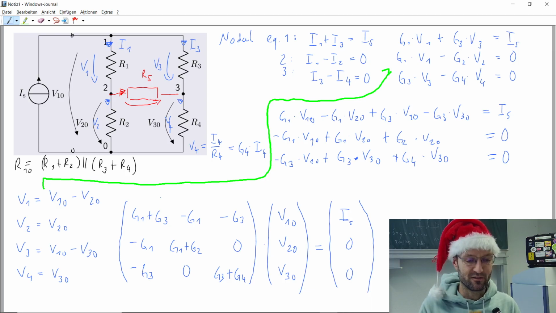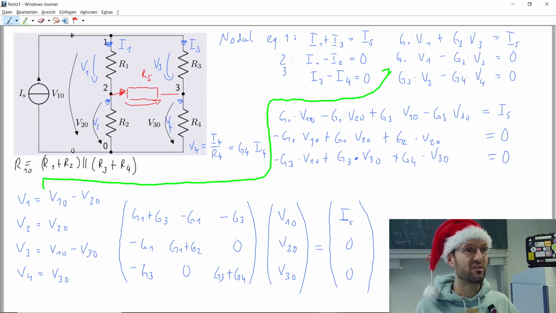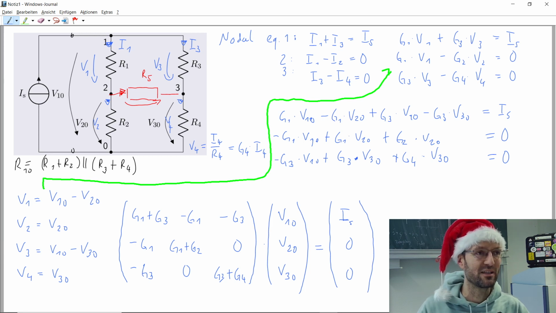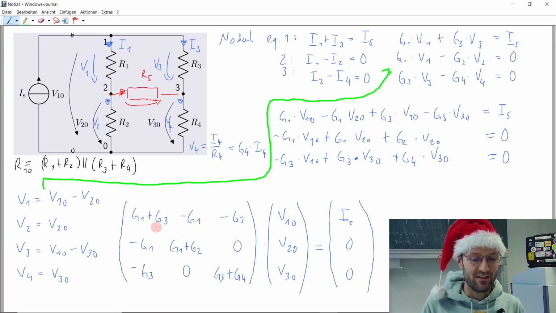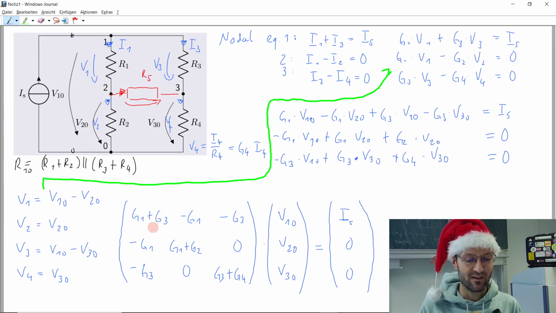Okay, so now if you look at this set of equations and at the same time at this circuit, what do you see? Do you see some rules or some patterns? Yeah? So on the main diagonal we always have something positive, and the off-diagonal elements are always something negative.